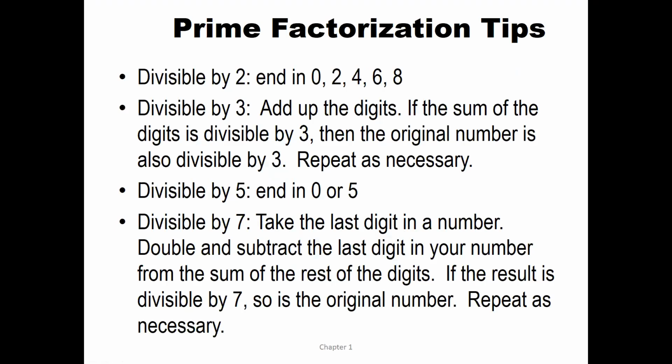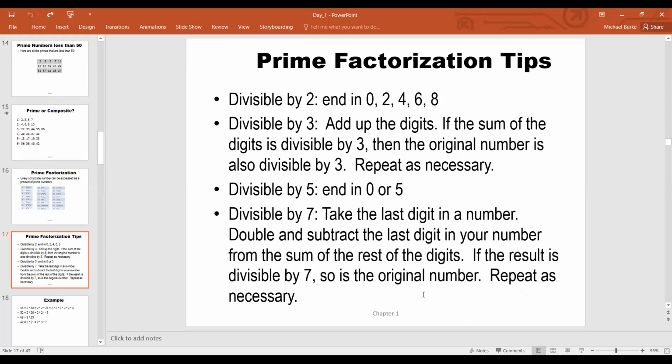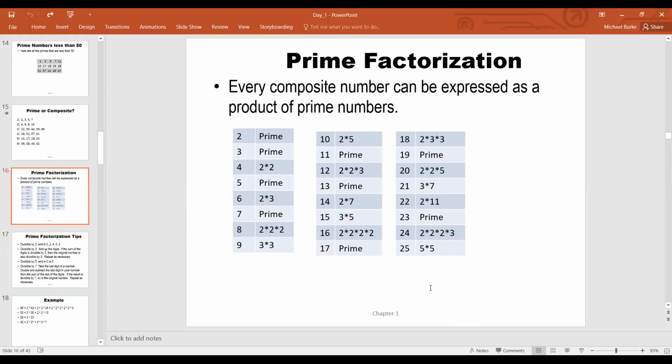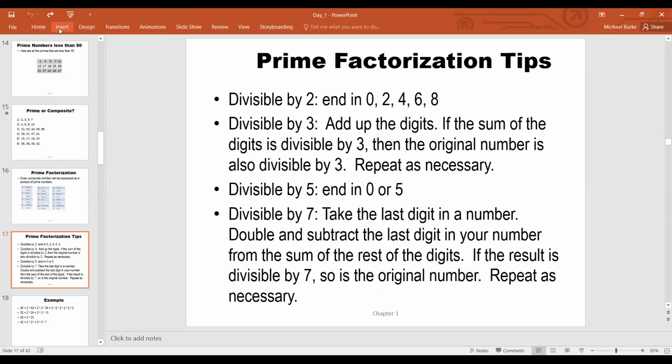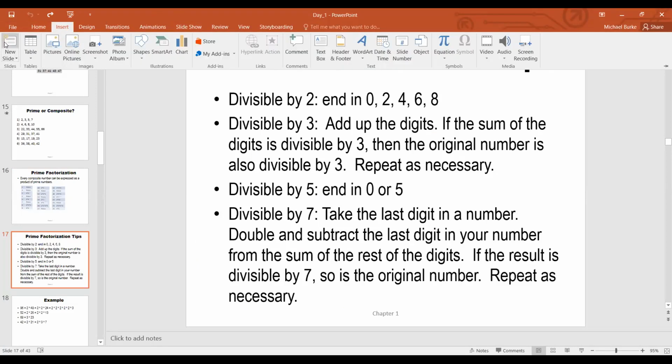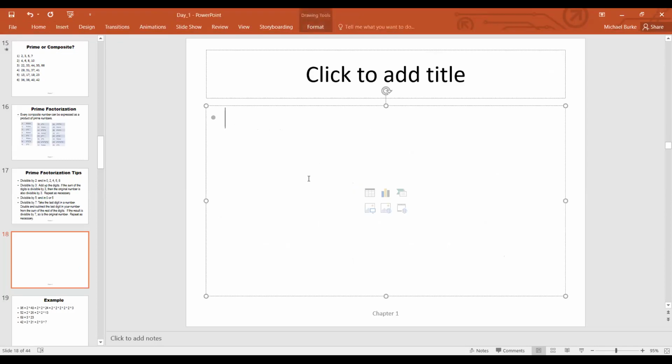So we have the last digit here. If we look at the number 112, let's go to add a slide. We're just going to insert a new slide in here, and we're going to say our number is 112. Okay. If we look at that, the last digit is 2. If we double that, it's 4.